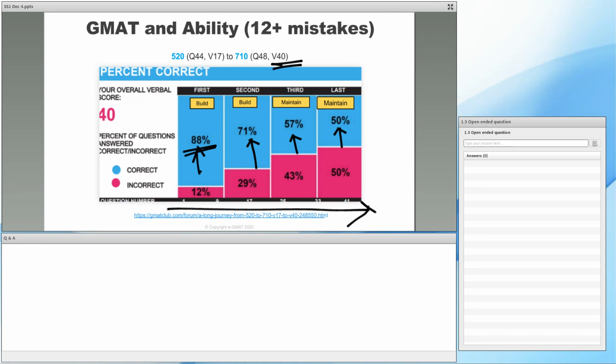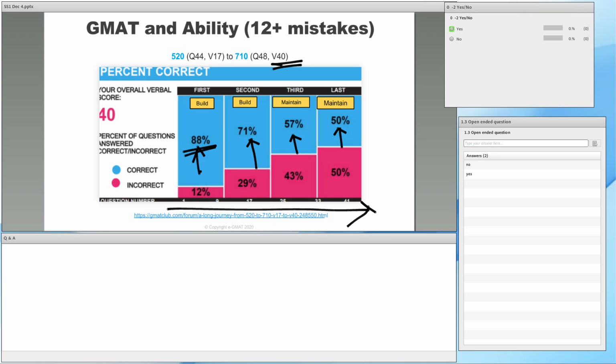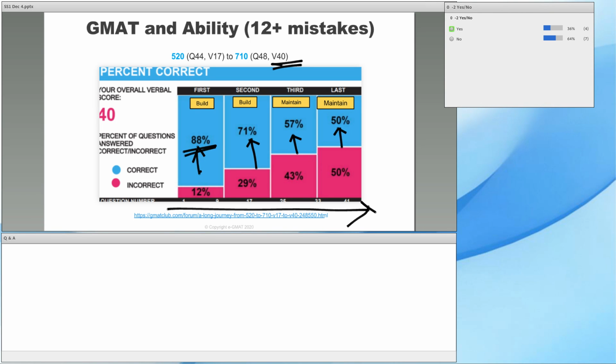So the question then really is, how many of you know your starting abilities in these 5 subsections? Let me just put in a yes no poll. How many of you know your starting abilities in SC, CR and RC, arithmetic and algebra? Select yes or no over here. How many of you know that this is my ability in SC, my ability in CR, my ability in RC, my ability in arithmetic, my ability in algebra?